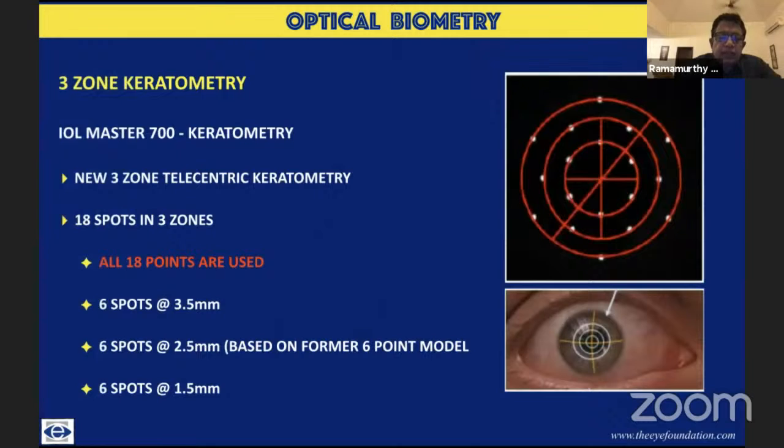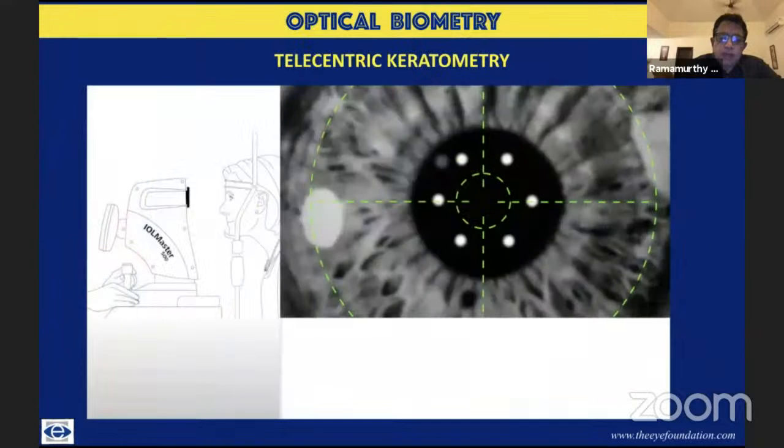But with the 3-zone keratometry that's incorporated with the IOL Master 700, 18 points are measured at 1.5 millimeter, 2.5 millimeter, and 3.5 millimeter. And this gives you an excellent idea about the keratometry. And I find that I have virtually given up doing an auto K or a manual keratometry in these cases and go by the keratometry readings that are given by this particular instrument.